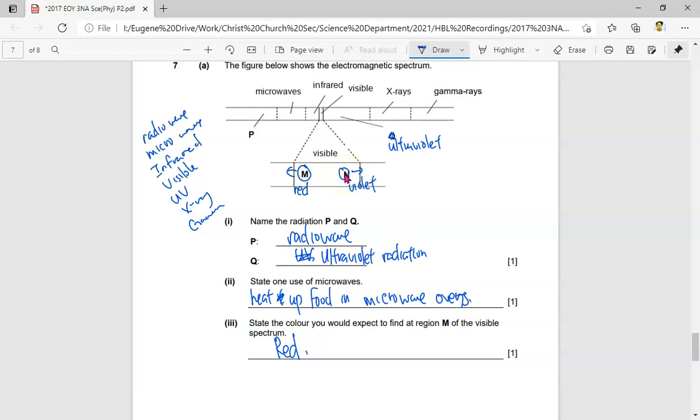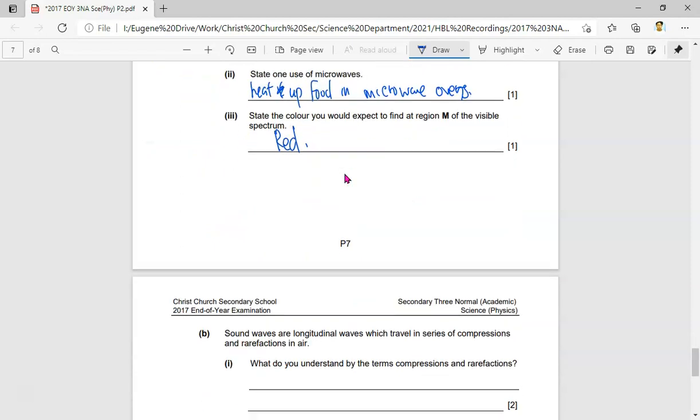So how do I know red and violet? Look out for the region just before or just after. That will give you a clue on what colors you should be talking about.